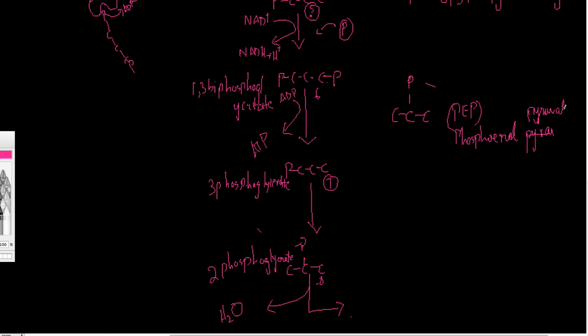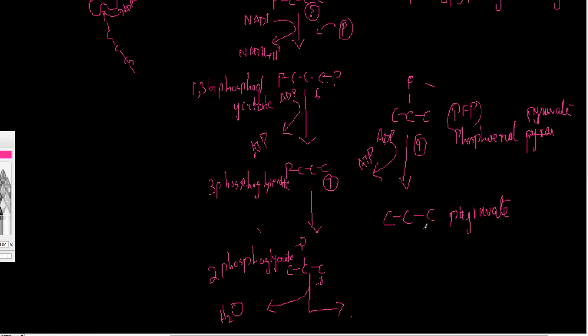Pyruvate. And in the last process, in the 9th process, another ADP molecule comes along and leaves as ATP, by the process of substrate-level phosphorylation. Yep. And we get our 3-carbon chain molecules, which are called pyruvates. Yippee! Finally, pyruvates.